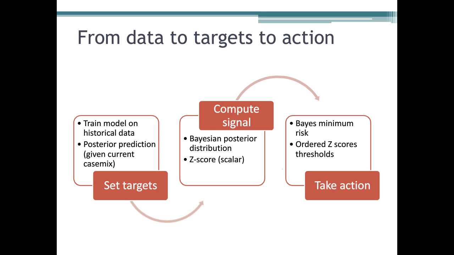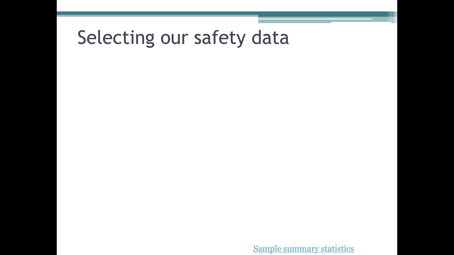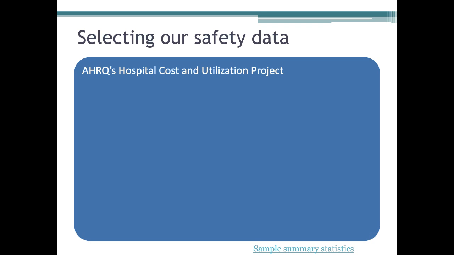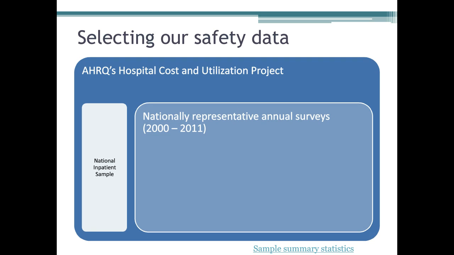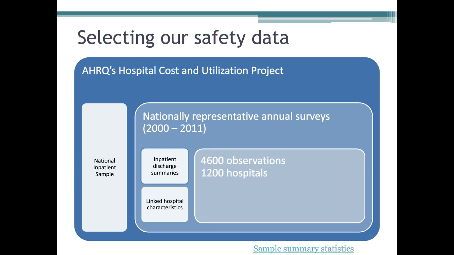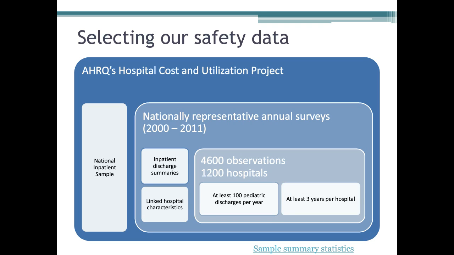Here's my little toy data example. The Agency for Healthcare Research and Quality in the United States collects healthcare information across hospital settings. So these are inpatient discharge summaries. I'm taking the national inpatient sample and limiting to the observations from 4,600 hospitals all across the United States, which have at least 100 pediatric discharges in a year. So I'm interested only in children's admissions. And I'm limiting to hospitals that have contributed data to this for at least 3 years.